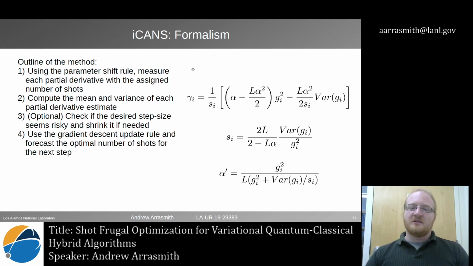So in equations, this gamma_i is the expected lower bound on the improvement due to a particular component of the gradient. S_i is the number of shots you allocate for that component. Alpha is your learning rate.